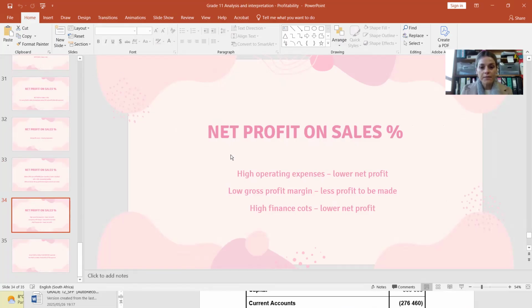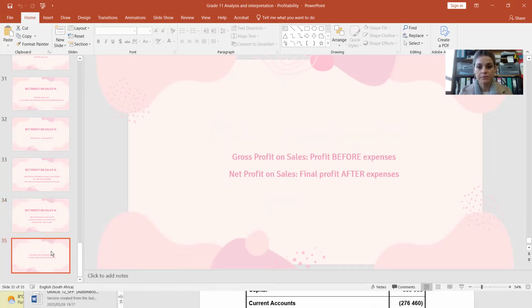So from your gross profit up until your operating expenses, you are also going to comment on the operating expenses on sales and then operating profit on sales. As soon as you take into account your finance costs, then you move on to your net profit on sales. Okay, so the higher the finance costs, the lower my profit. Okay, and then that is it now for your ratios.